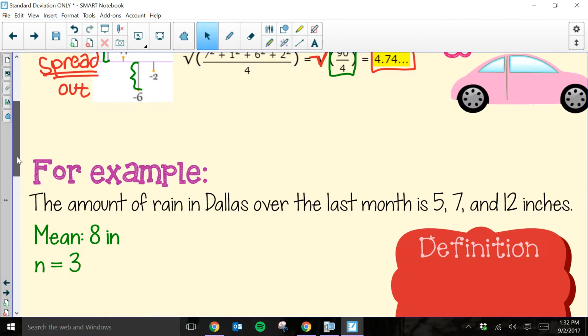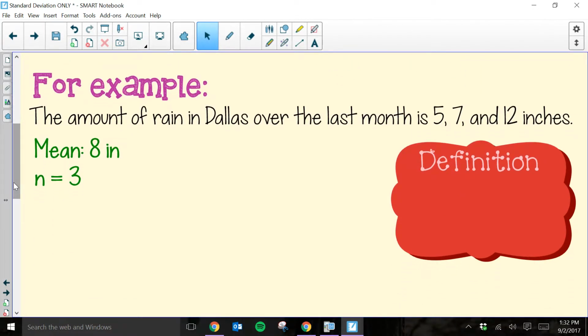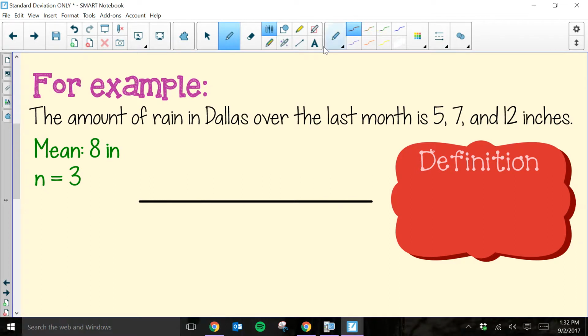So let's try it maybe with something else to help make sure it actually sticks. So here's the amount of rain in Dallas over the last month, 5, 7, and 12 inches. We're going to try that same exact idea down here, finding the spread of this data. So what I'm going to do first is take this number 5, see how far away it is from the average, how far it deviates from the average. Well, that's a negative number, so I'm going to square it to turn it positive. And then I'm going to find the next one, because I'm going to do the average of all of these differences. So how far is, well, 7 away from the average, which is 8.